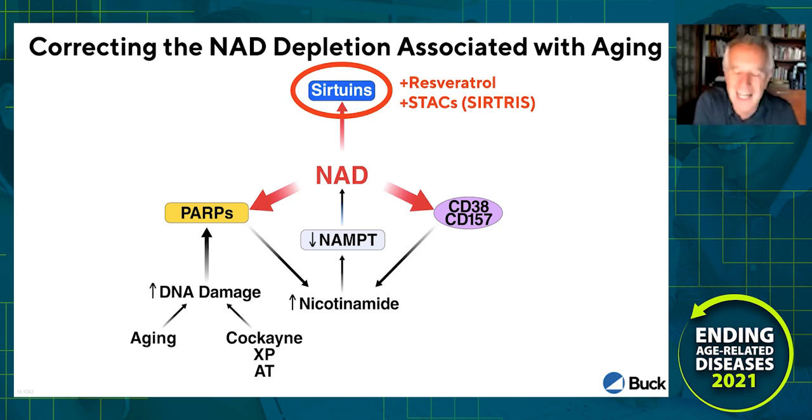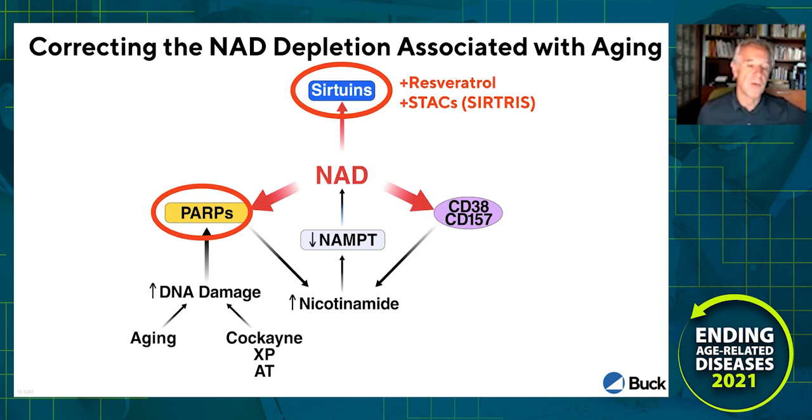However, the STACs became somewhat of a disappointment in terms of their biological activity in humans. And one of the major reasons we believe is because they operate in the context of NAD depletion. So you can activate sirtuins, but if they don't have their main substrate, NAD, they do not work. So obviously, activating the sirtuins by themselves is not a solution unless one corrects the NAD levels.